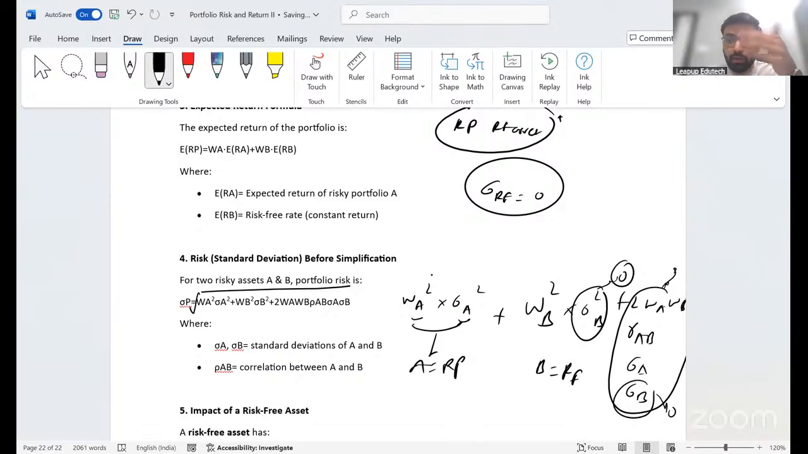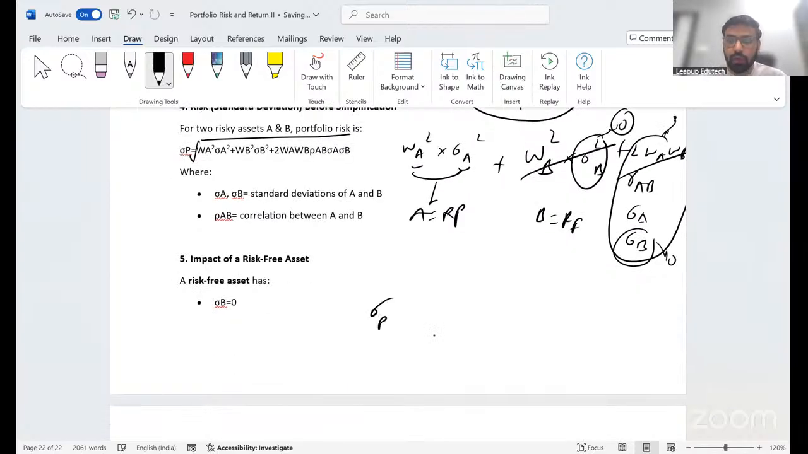Also, one more thing. If you remember, the correlation between a risky portfolio and a risk-free asset is equal to zero. That means there is no correlation at all. So these terms become zero. If I have to find the standard deviation of such a portfolio, which consists of a risk-free asset and a risky portfolio, the standard deviation would be simply this, and if I simplify this further, it would be simply the weight of A into the standard deviation of A.